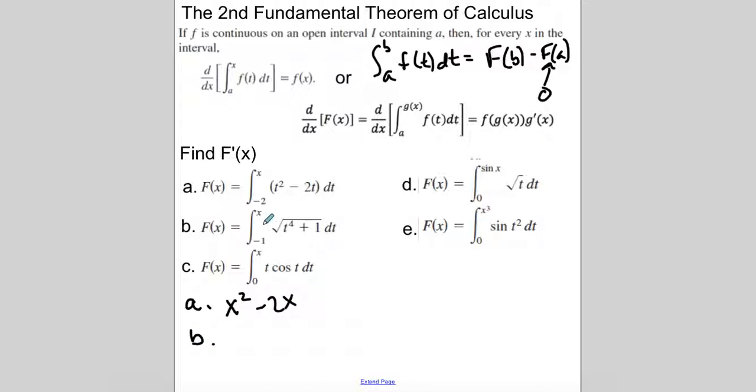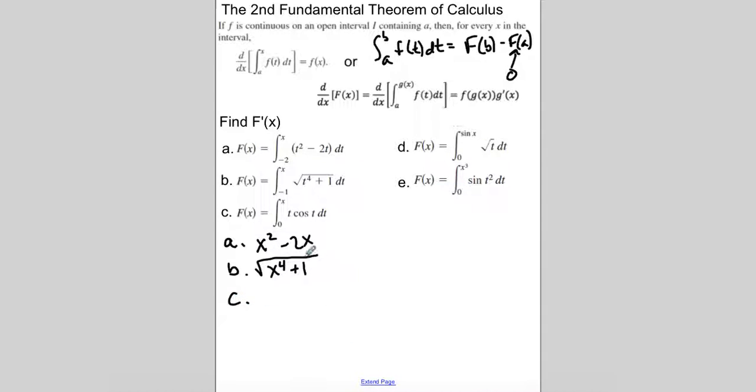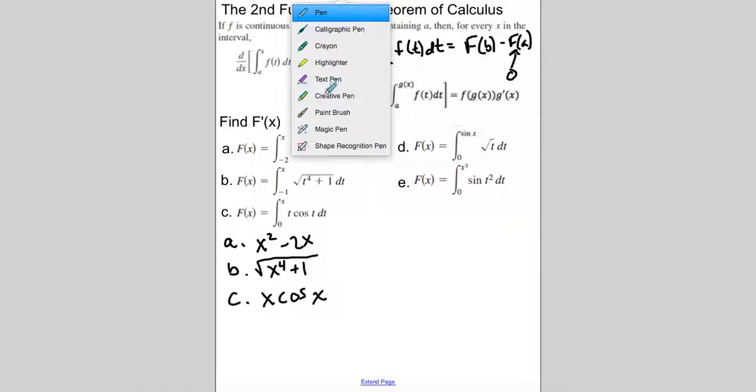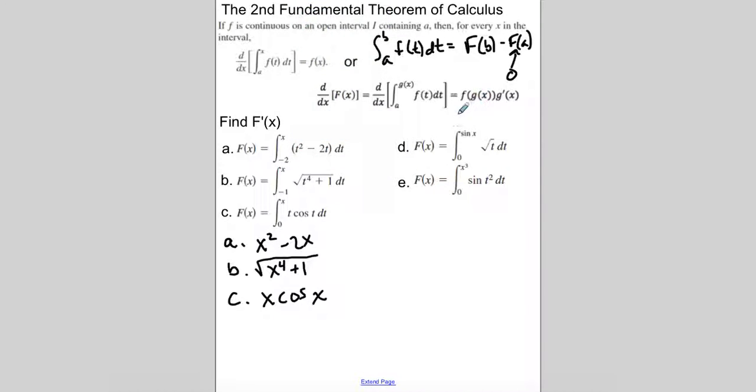For B, we're going from negative 1 to x, the square root of t to the fourth plus 1. Again, we're just going to replace the t with an x, to get the square root of x to the fourth plus 1. For C, we're going from 0 to x of t cosine t dt. So the derivative of F of x here will be x cosine of x.